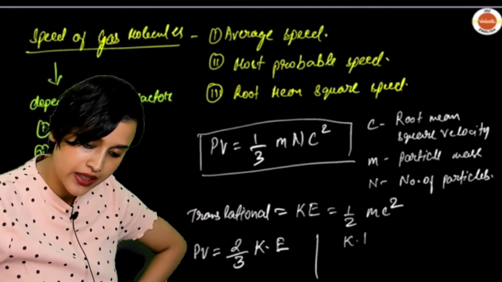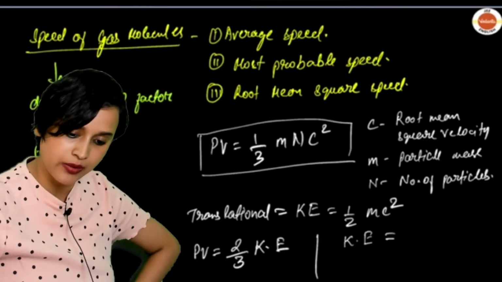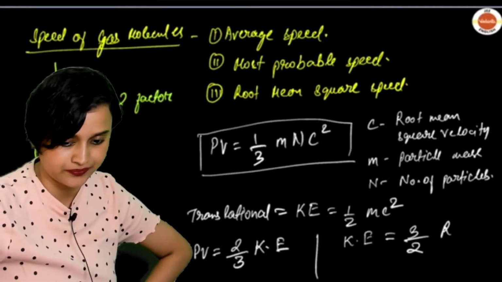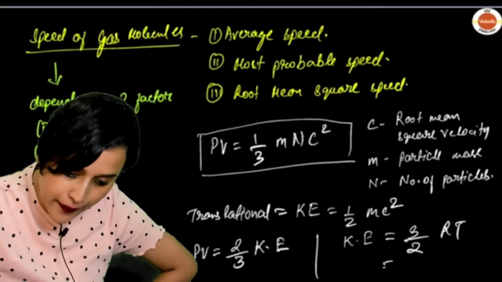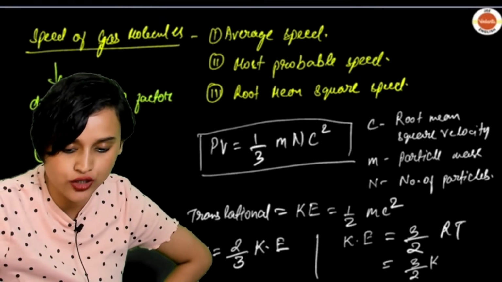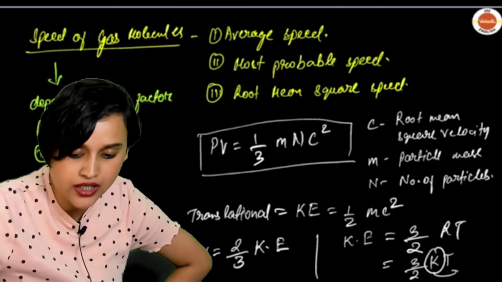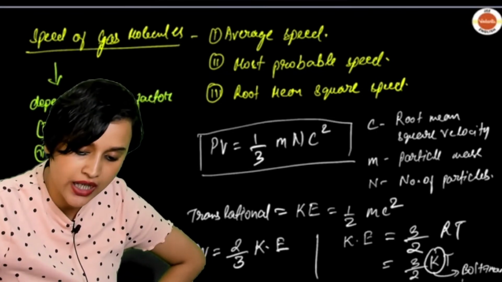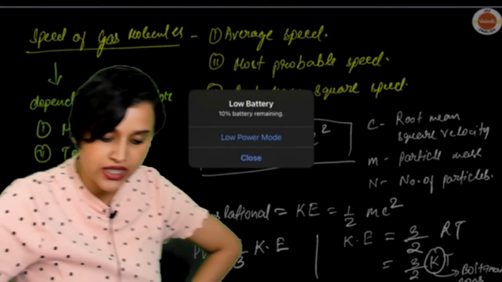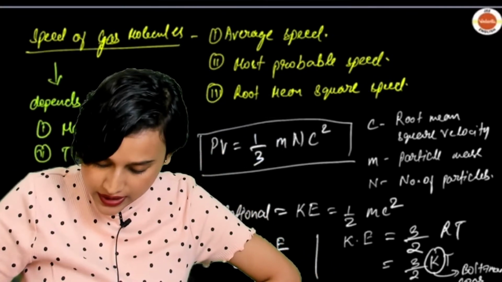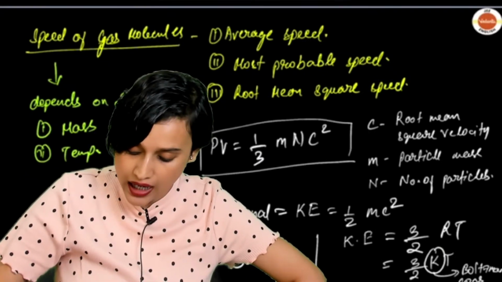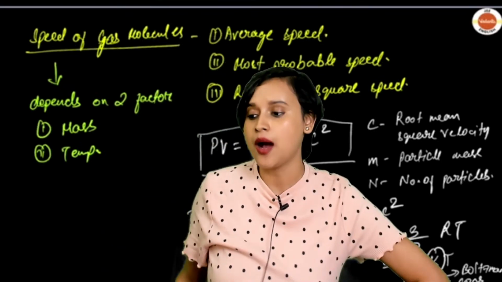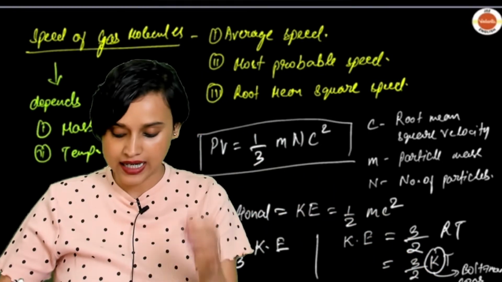And then the kinetic energy will be 3 by 2 RT, or you can also write it as 3 by 2 KT, where this K, my dear student, is the Boltzmann constant, which is given as R divided by N A, that is, gas constant divided by Avogadro number. 3 by 2 nRT, exactly.